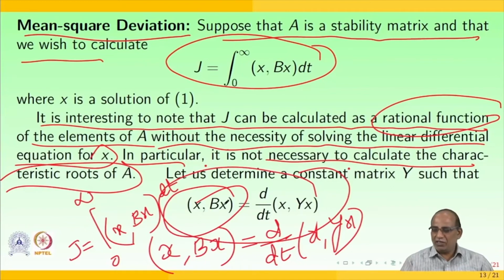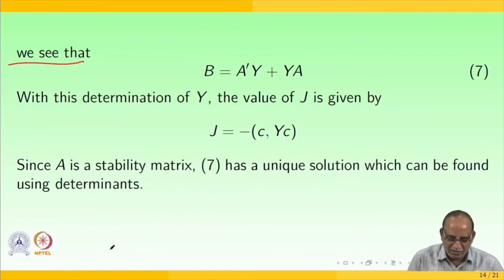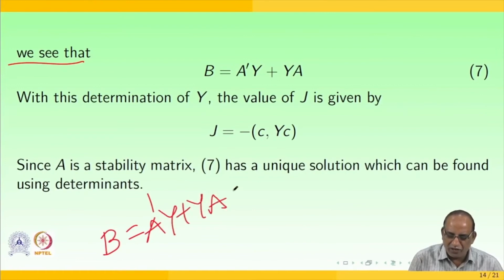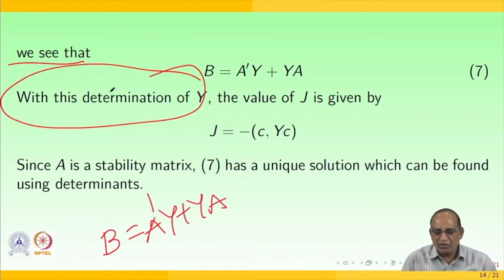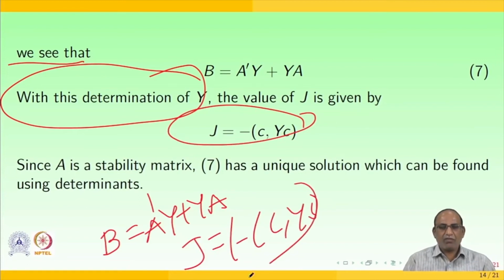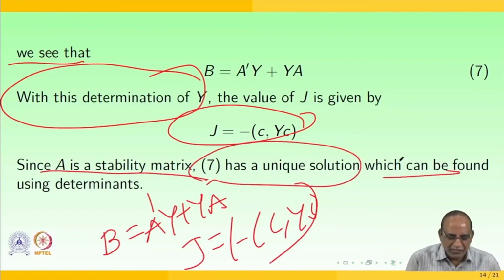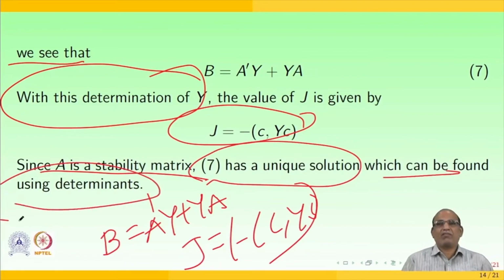That's how you get the stability of this matrix. Then we see that B = A'Y + YA. So what is the value of J? J is nothing but (c, Yc). Since the matrix A is a stability matrix, it will have a unique solution which can be computed using determinants.